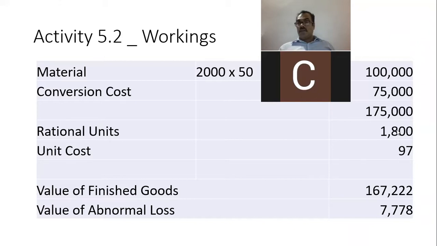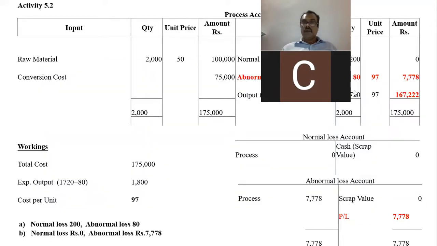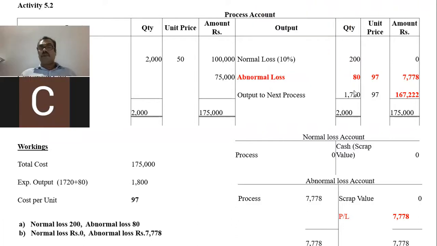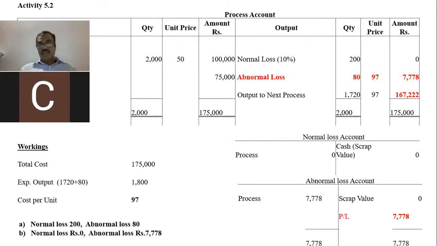Normal loss is 200. Still there is a difference between the normal expected units and the actual. Actual is 1,720. That is less than the expected. Then there is an abnormal loss, that is 80. 80 into 97 should give you this. I hope you do the calculation and see. So this is how those values are presented in the ledger account. This is not a big deal. That's what I want to emphasize, stress.